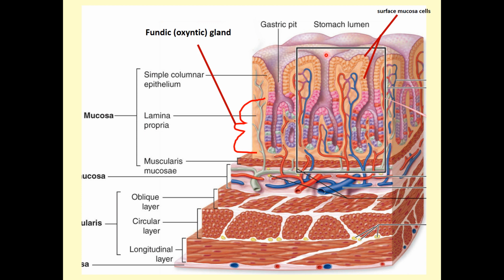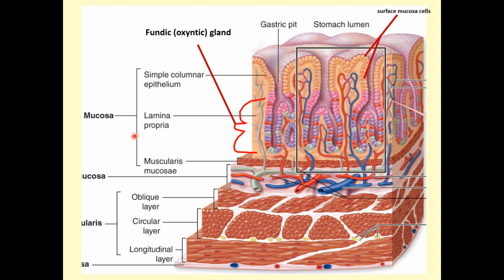Here's the stomach. Here's the pit. This is a pit right here. These are surface mucosal cells. But here's the actual gland. It starts right here. So there's the neck, body, fundus down here. It's kind of like a double here. They share the gastric pit.